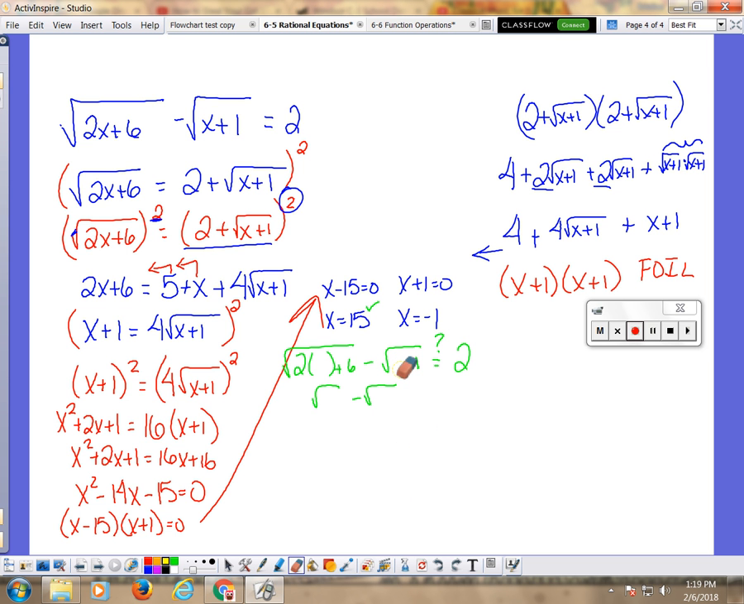All right, so here we go. Let's plug in. This time we're plugging in this negative 1, so negative 1 here, and I'll have a negative 1 here. So this becomes negative 2 plus 6 is 4. Negative 1 plus 1 is 0. So this is 2. Does 2 equal 2? It sure does. This one also checks. So neither one of those was extraneous. If I did my arithmetic correctly, neither one was extraneous.